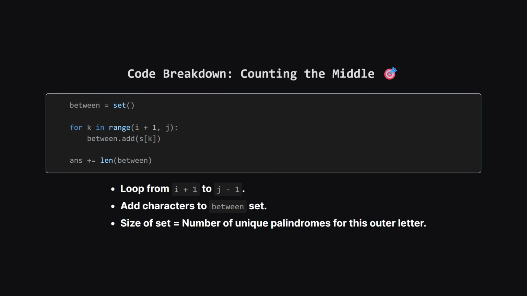Once we have our start point I and endpoint J, we simply look at everything strictly between them. We loop from I plus 1 up to J. We throw every character we find into a new set called between. Because sets only keep unique items, duplicates are automatically handled for us. Finally, the size of this between set tells us exactly how many unique middle characters we found for this specific outer letter. We add that count to our total answer.